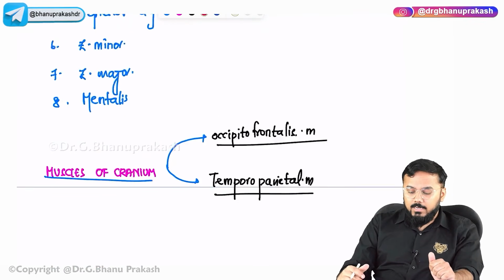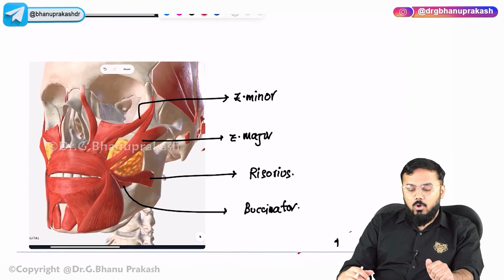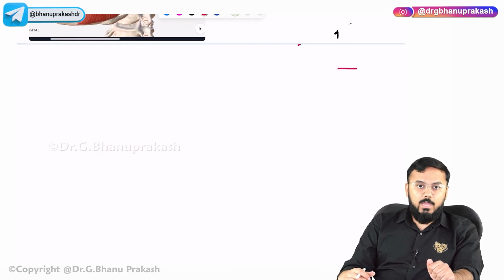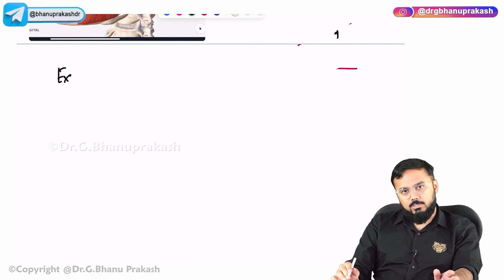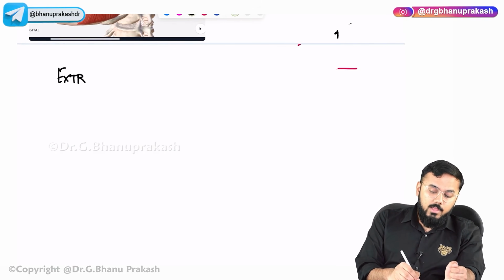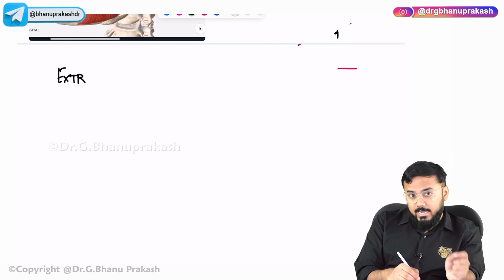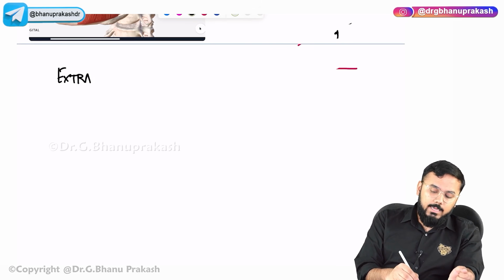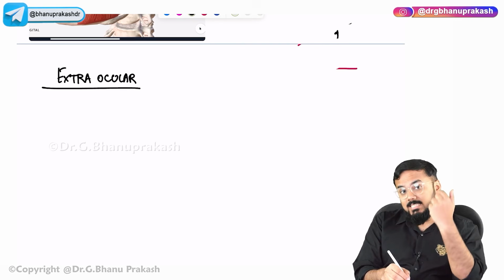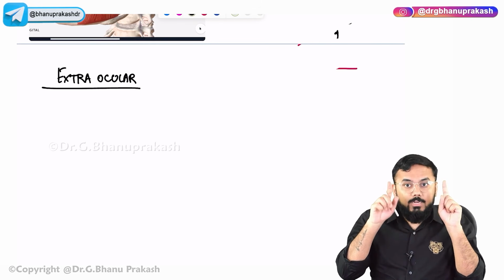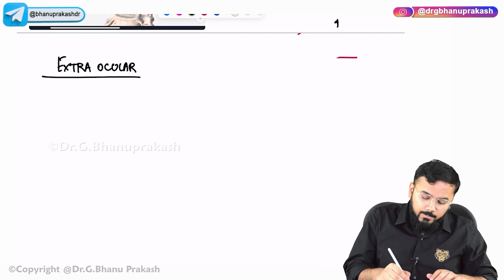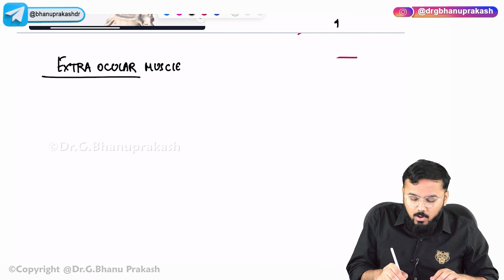Okay. Now after these muscles of facial expression, we shall discuss the muscles of the eyeball. We are done with muscles of facial expression. Now I am discussing muscles attached directly to the eyeball. They are called extraocular muscles, because these are not present inside the eyeball, rather they are present outside the eyeball, responsible for the movements of the eyeball.